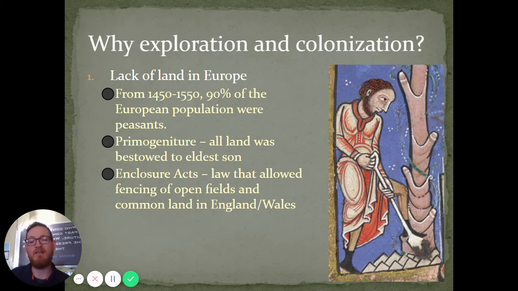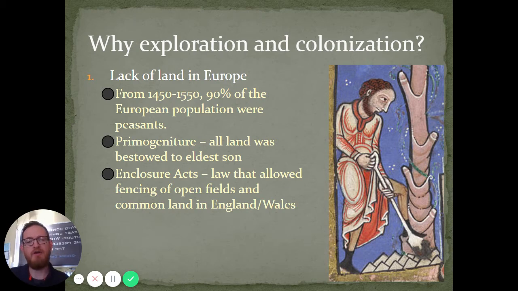What this meant, too, is that there was a lack of land, because if you think about if the parents had multiple children, then what would happen to the other children? Where would they go? They'd probably stay on that land, but it would be owned by the eldest son.